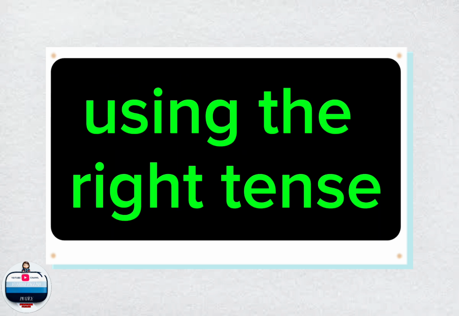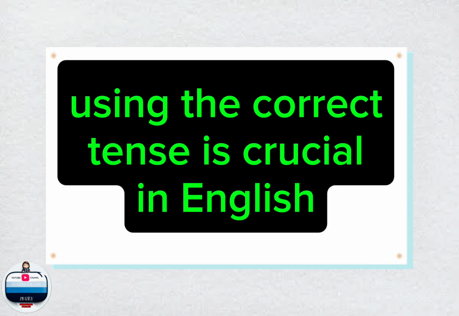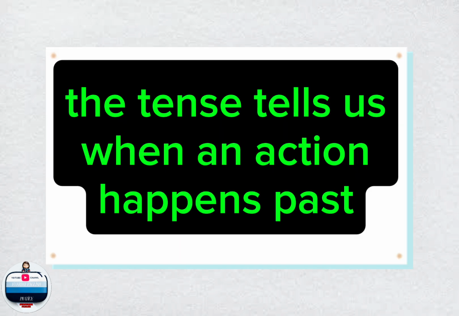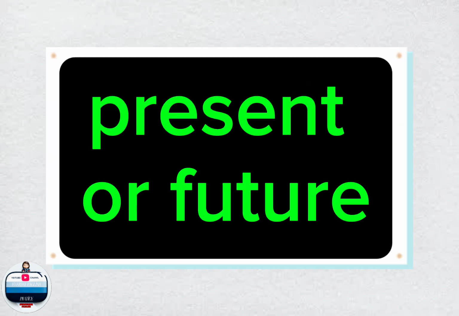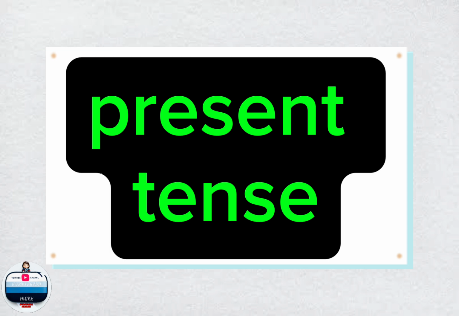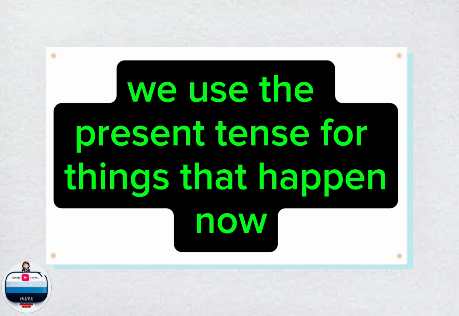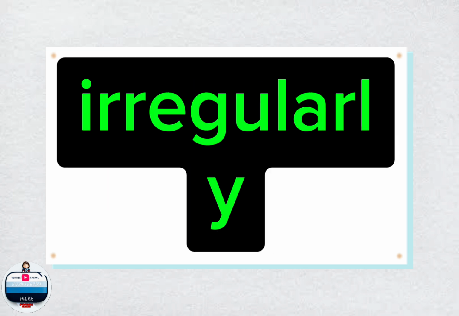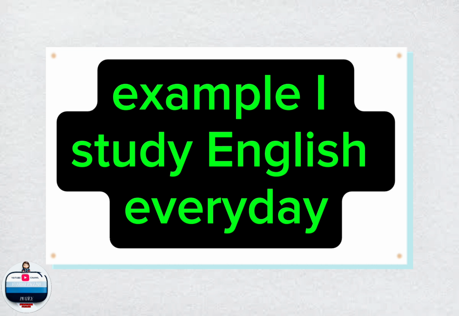Using the right tense. Using the correct tense is crucial in English. The tense tells us when an action happens: past, present, or future. Let us look at the three main tenses. Present tense. We use the present tense for things that happen now or regularly. Example: I study English every day.